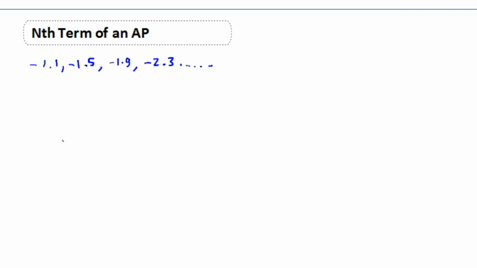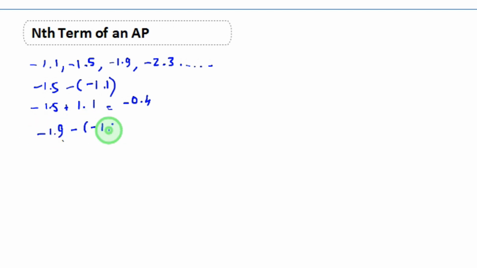Okay, we have got another sequence here, and to find out if it's an arithmetic sequence or not, let's subtract any two terms. -1.5 minus -1.1, that becomes -1.5 plus 1.1, that gives me -0.4. Let's try with the second and third term. So it's -1.9 minus -1.5. So that means it's negative 1.9 plus 1.5. That again gives me negative 0.4.